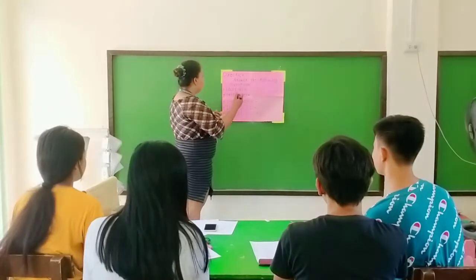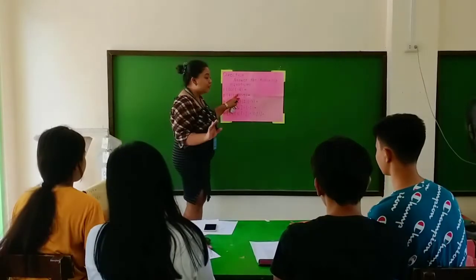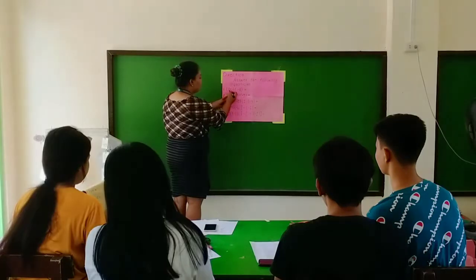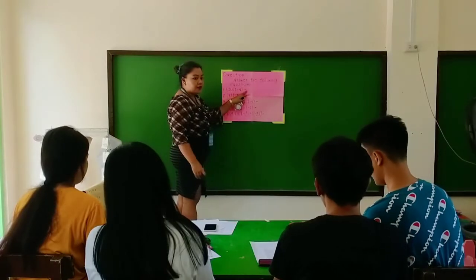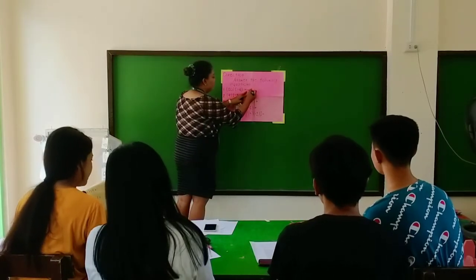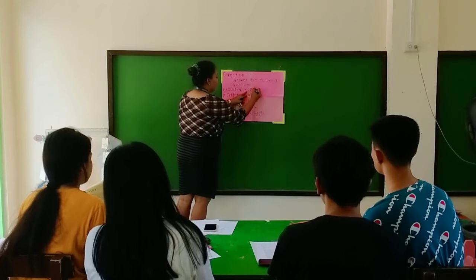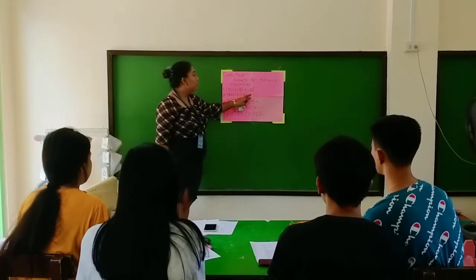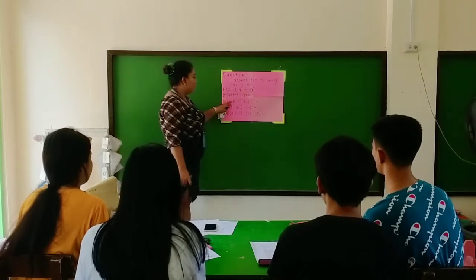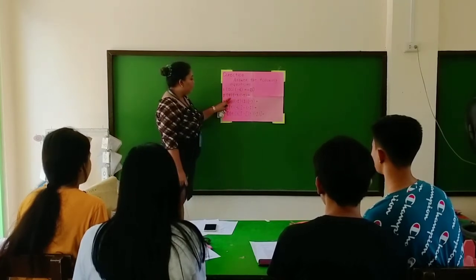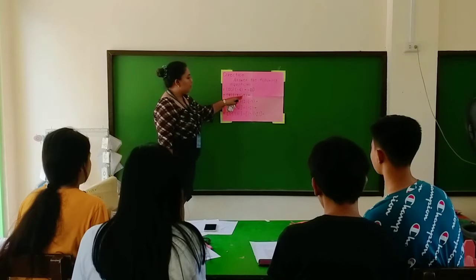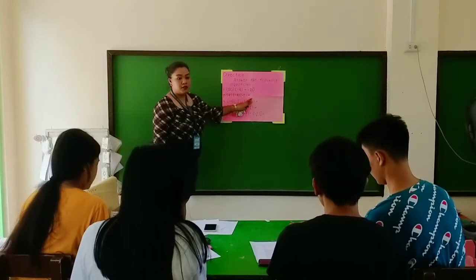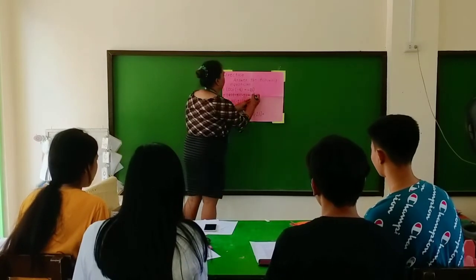Okay, so number 1, let's answer. This one is positive and negative, so the answer is negative 80. Okay, very good. Because 20 times 4 is 80, so the integer is negative. Okay, number 2. 4 times negative 3 times negative 2 is equal to positive 24.